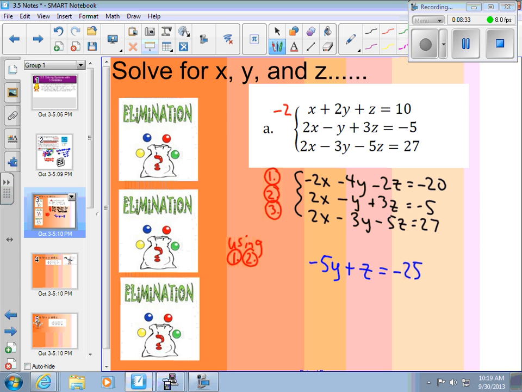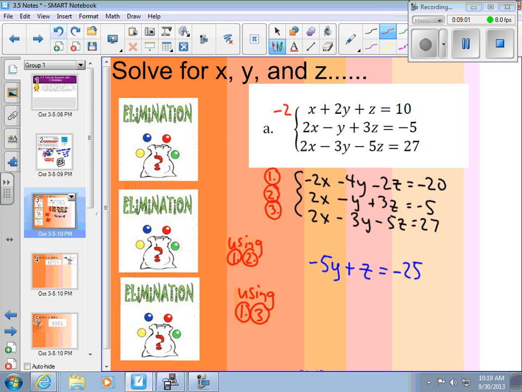All right, our next step now, we're going to try and do some more elimination. Now, we can't do elimination with equations 2 and 3 because if we tried adding these 2 together, they're both positive. That's not going to do anything. The ones we need to add together here now is 1 and 3. We're going to add together equations 1 and equation 3.